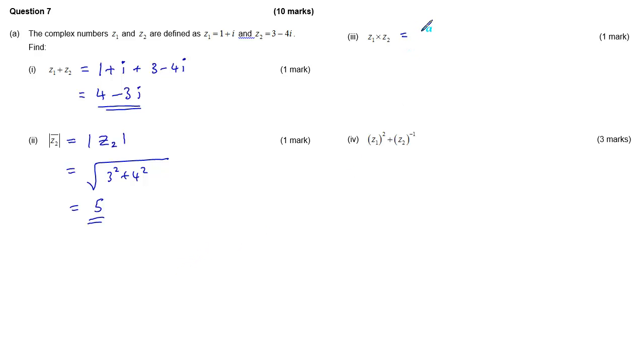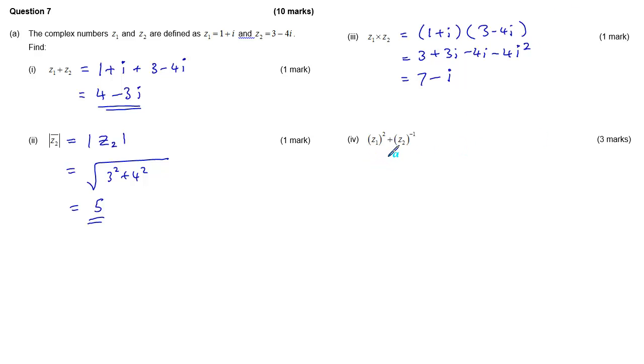Now we want to multiply them. So that's 1 plus i, and we're multiplying that by 3 minus 4i. So we just expand the brackets. So that's 3, add 3i, minus 4i, take away 4i squared. Now i squared is negative 1, so we're taking away negative 4, which is the same as adding 4, so that's going to give us 7 take away i.